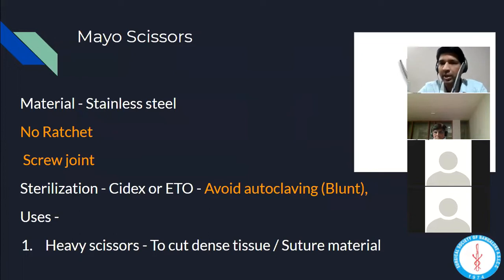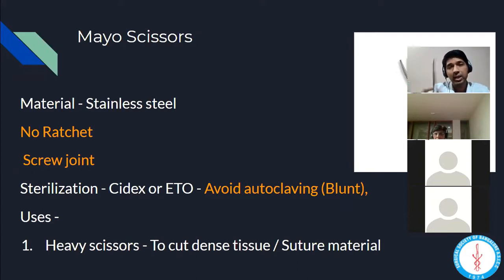Now, again, in scissors, we have the Mayo scissor and the Metzenbaum scissor. It's very easy to get confused as to which is which. Same funda, apply it again. Big, heavy scissors, which are well built, you call them Mayo. The thin ones are called Metzenbaum scissors. They have blades, they have a screw joint, they have a shank, they have rings, but they don't have a ratchet. That is the one difference that you need to say when comparing against a curved artery forceps.